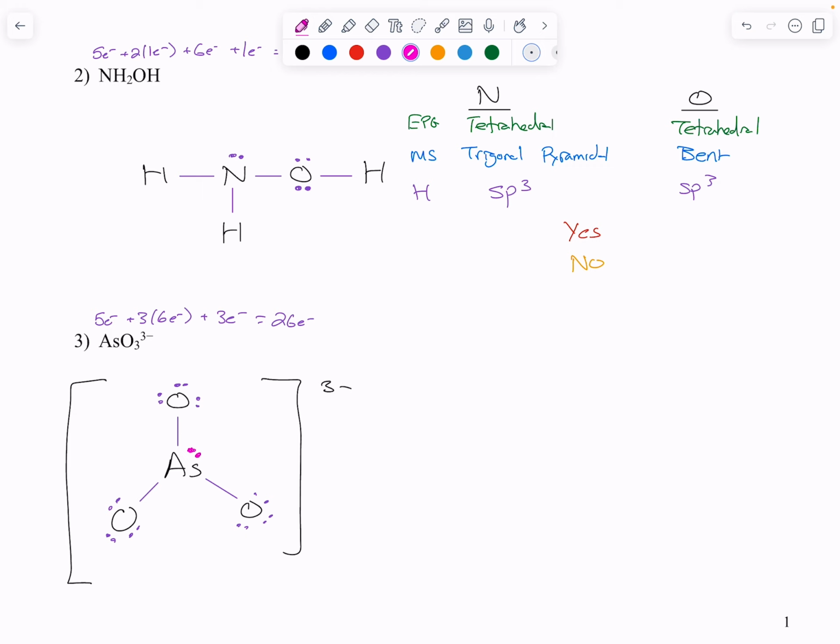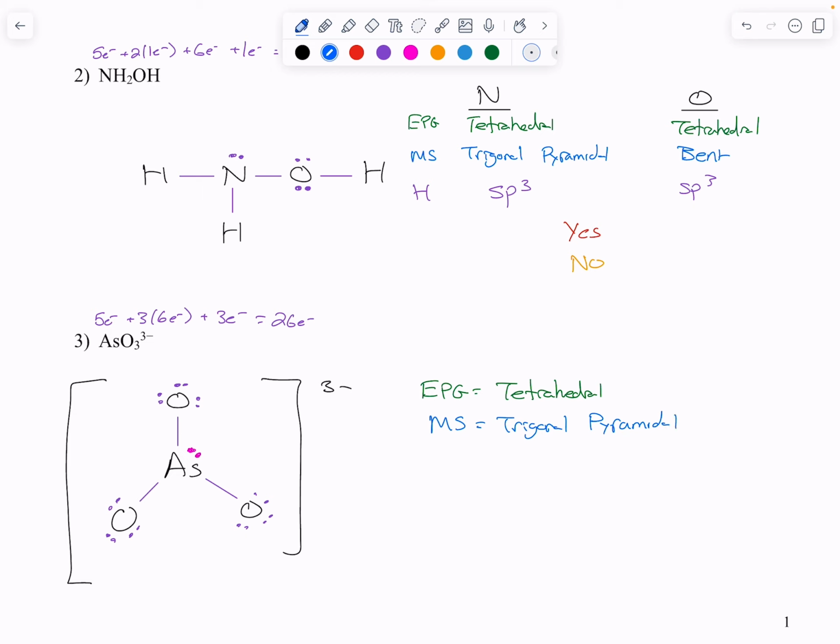All right, is that good? Yeah, I think that's actually great. Arsenic's formal charge is 0, and each oxygen's -1, total of -3. I like it. So now it's just for arsenic. It's only a central atom. The electron pair geometry looks like it's 4 pairs, tetrahedral. The shape is trigonal pyramidal.